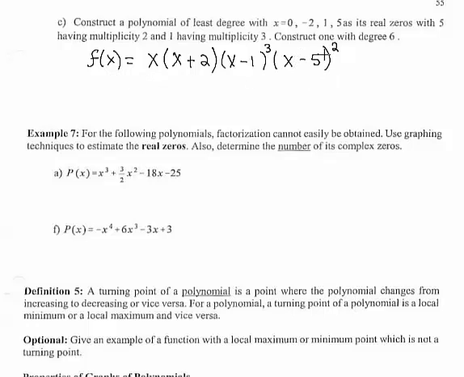So what is the degree of little f as it is now? We have x squared, x to the third, which makes for 5, and then we have 2 x's here, which would give us a degree of 7.